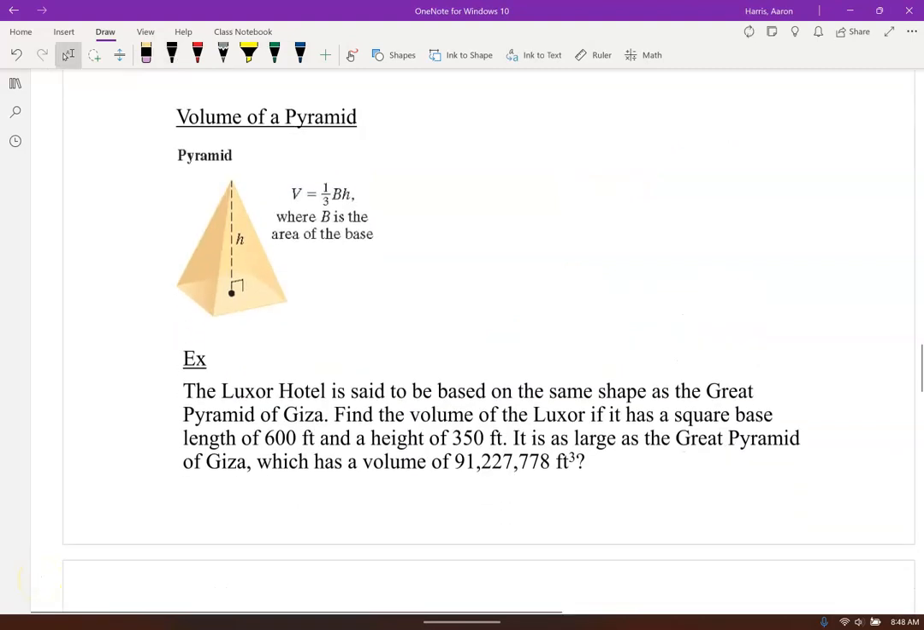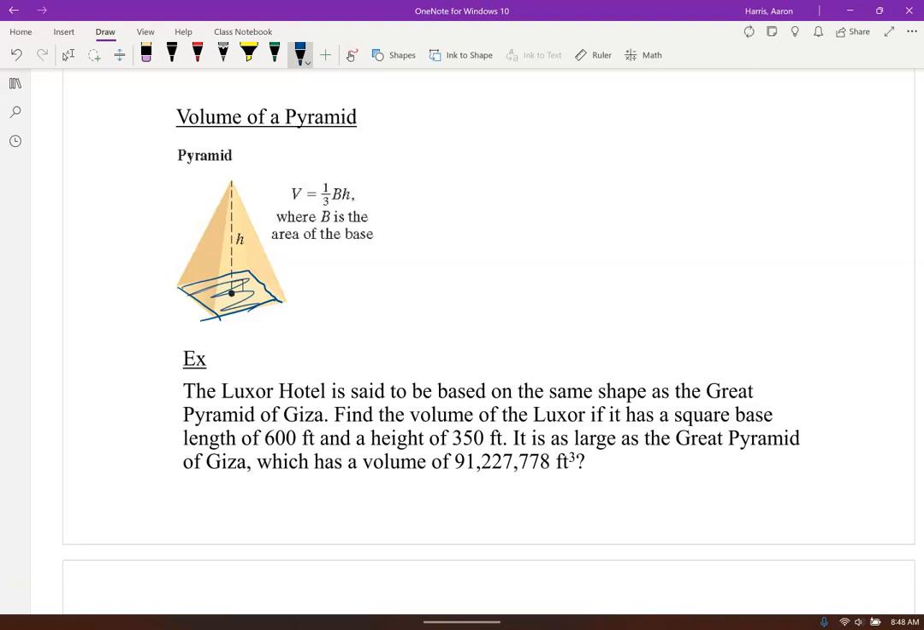Let's do the volume of a pyramid. The volume of a pyramid is 1/3 area of the base. So whatever the area of that base is, that's the capital B, the area of the base right there.